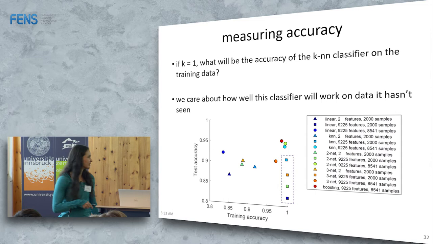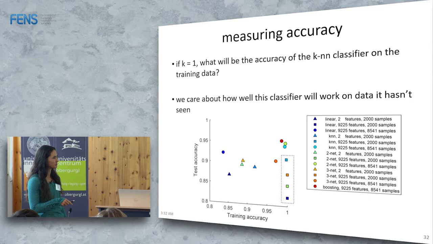And then these triangles here are the test examples I was showing, where you only have two features and only 2,000 training examples. Then we can look at the different types of algorithms. A lot of them perform pretty similarly. The linear classifier, which is a very simple idea, actually performs pretty well when you look at its test accuracy in this high-dimensional space.